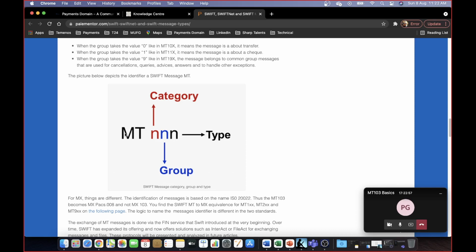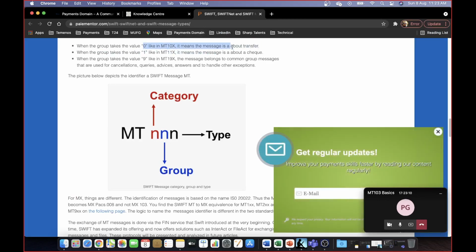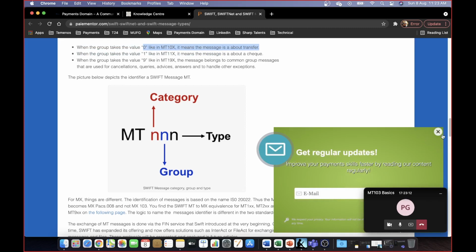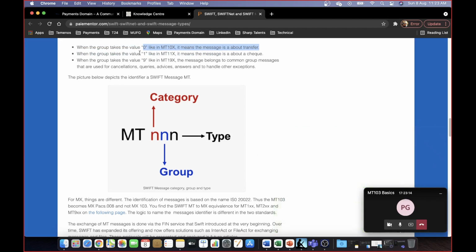The first digit stands for the category. That's the category that we saw on the Swift website. The second digit stands for the group. Here you can see the 0 stands for transfers, money transfers. The 1 stands for checks, and 9 stands for the common group messages. An example of this, 103, is for customer credit transfer.